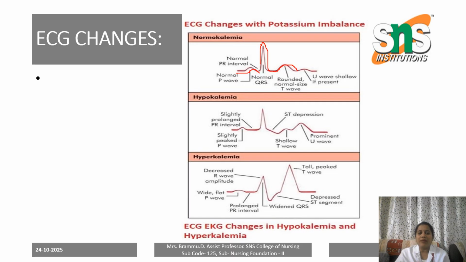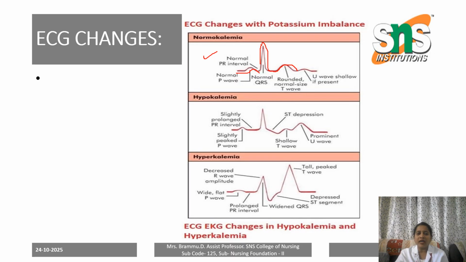So normally the P wave is always in the positive deflection. The PR interval should not be very narrow or wide, and the QRS complex is normal, as well as you can see the rounded T wave followed by the U wave. This first ECG we call normokalemia, that is the potassium levels are well maintained between 3.5 to 5.5 milliequivalents per liter. On the other hand, you can see the other two comparative ECGs, that is hypo and hyperkalemia.